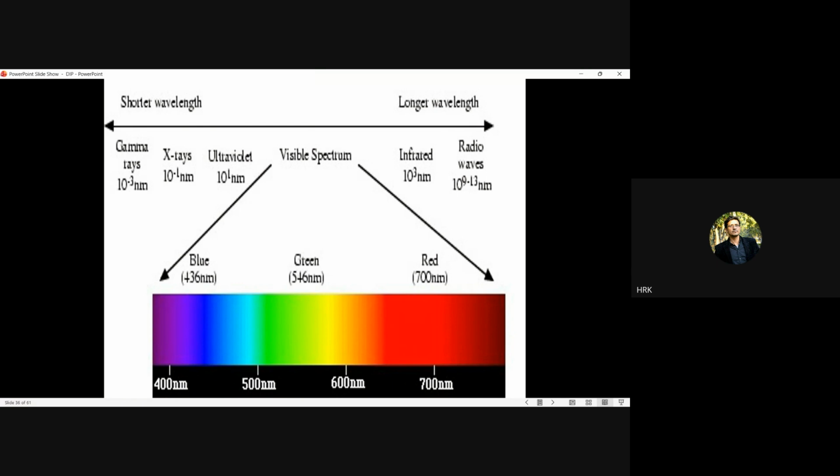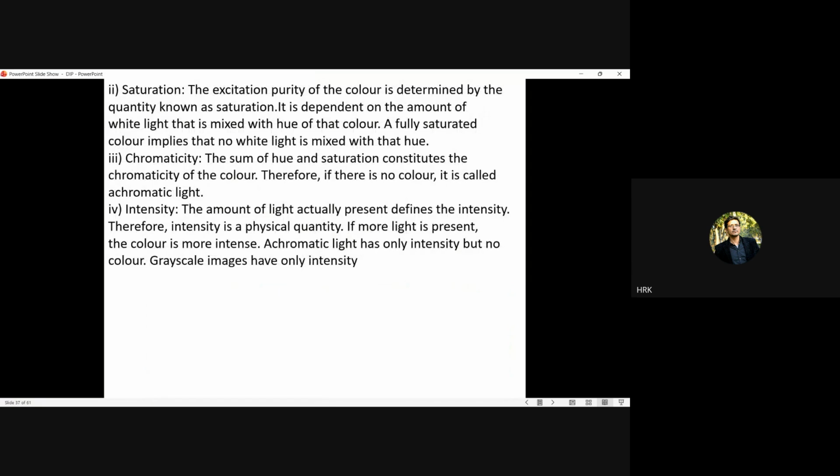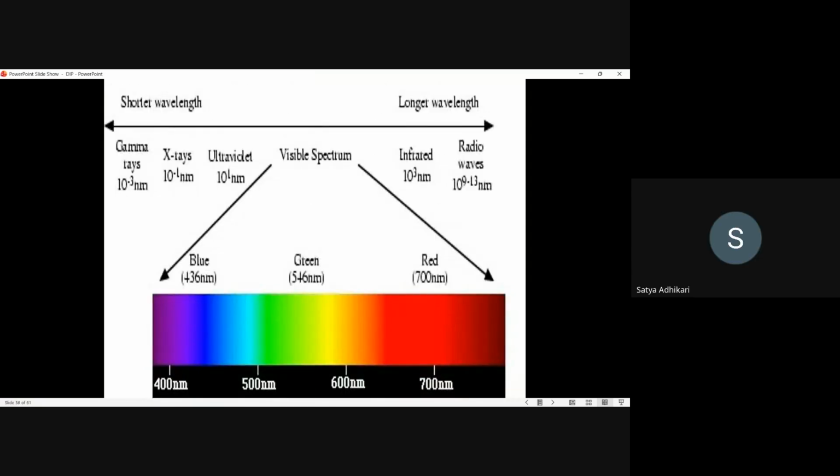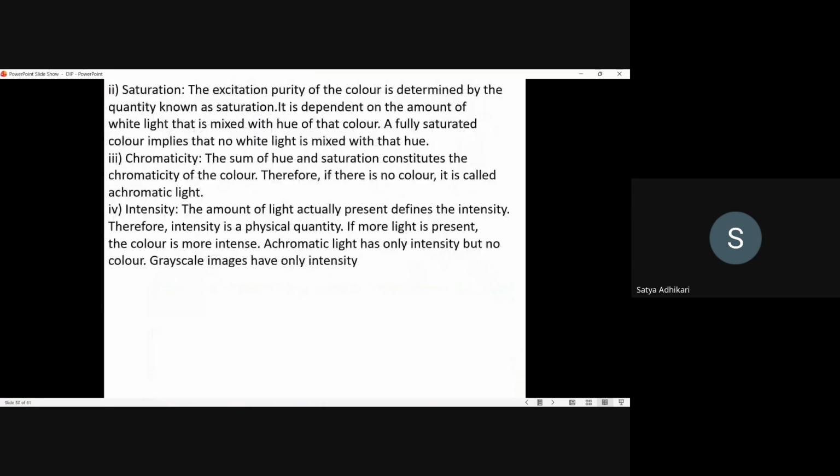Sir, in digital imaging, I've read that C is 1 minus R, I think. 1 minus red. Yes, we'll discuss that after the slide. The CMY model is coming here. After one or two slides, you will get the CMY model. That is used for printing, right?